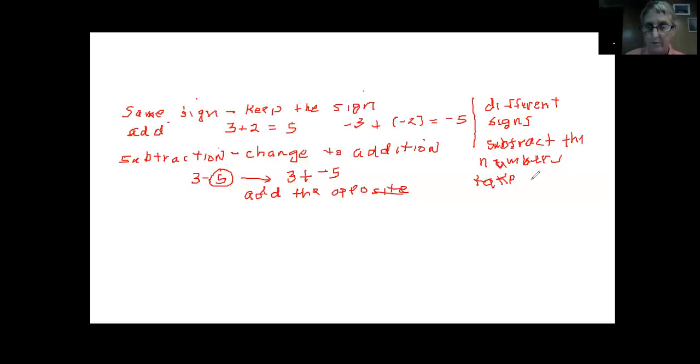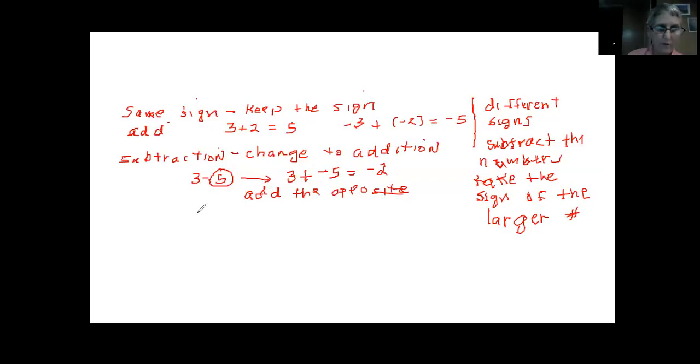Take the sign of the larger number. So in this case, I have 3 plus negative 5, and I therefore take the sign of the larger number, which is negative, and I get negative 2. So I subtract the numbers and take the sign of the larger number.